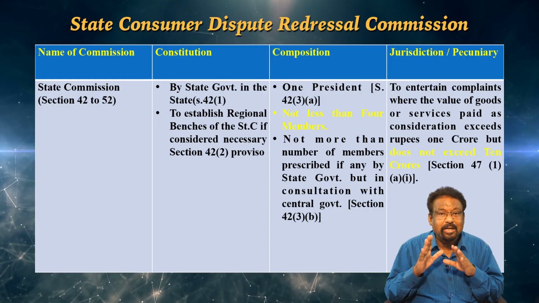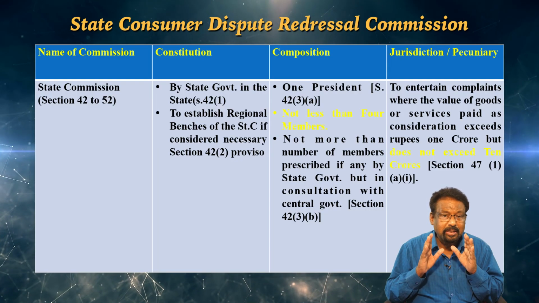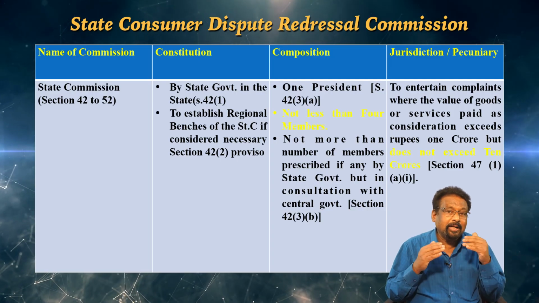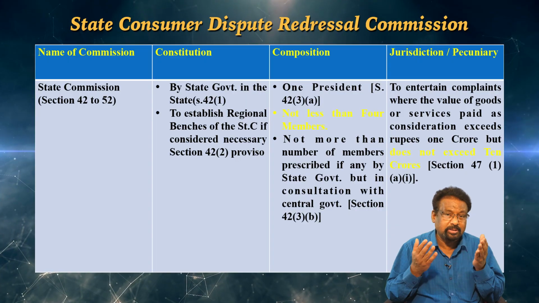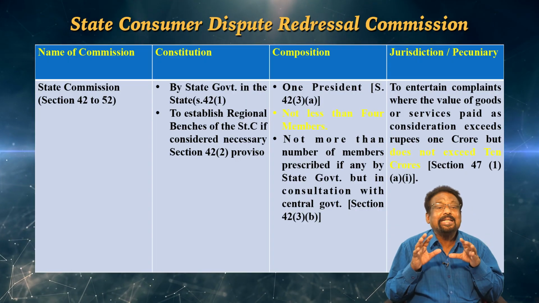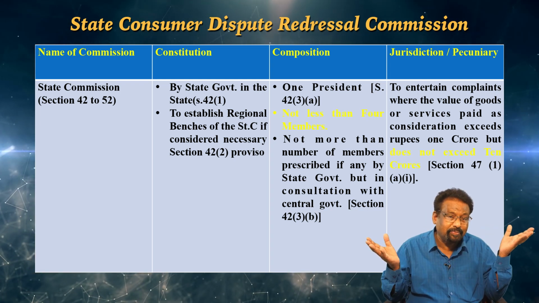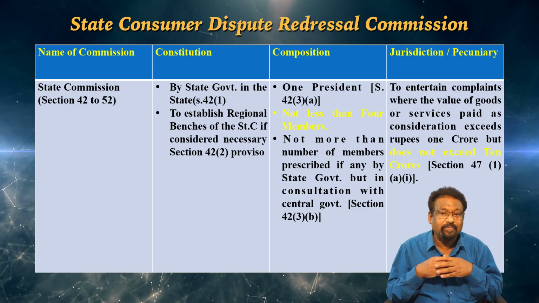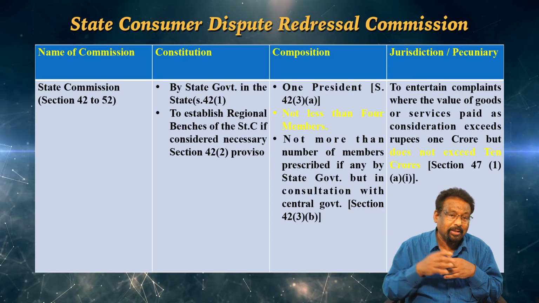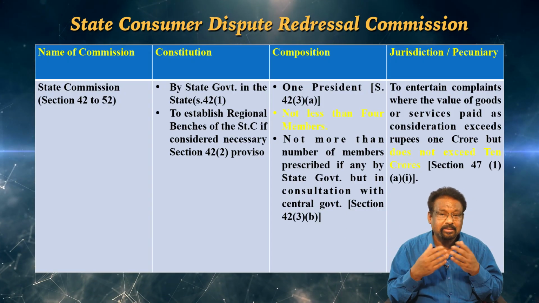With the state commission, again, the state government has the power to appoint the state commission for the state. However, if it feels there is a need for more state commissions within the state, then they can go for regional benches. Like we have the Supreme Court benches in different states, and high courts with different benches. Bombay High Court has a bench in Aurangabad, Madras High Court has a branch in Madurai.